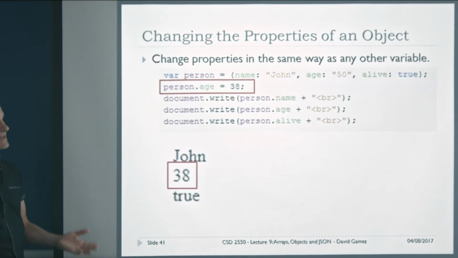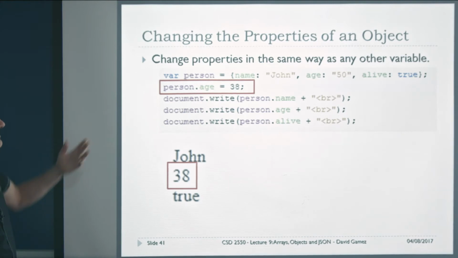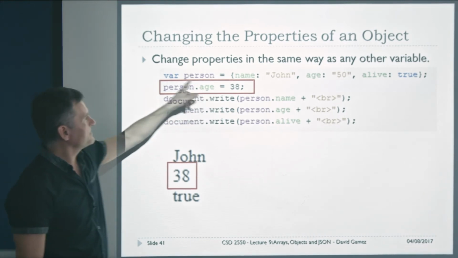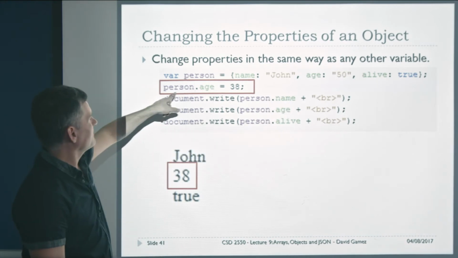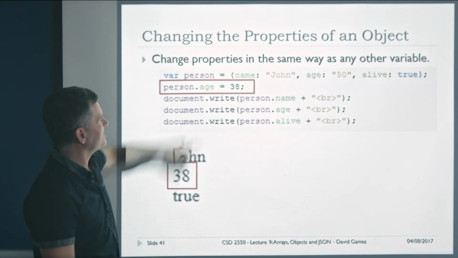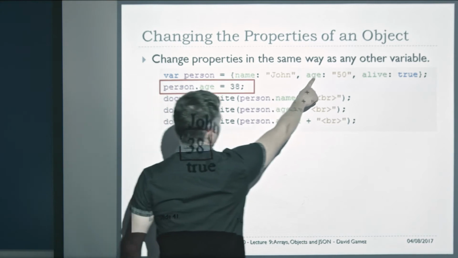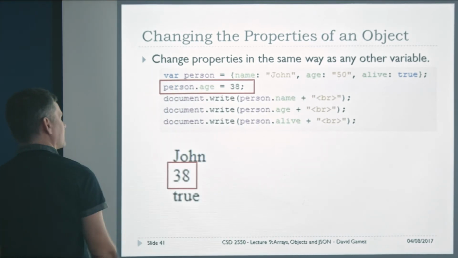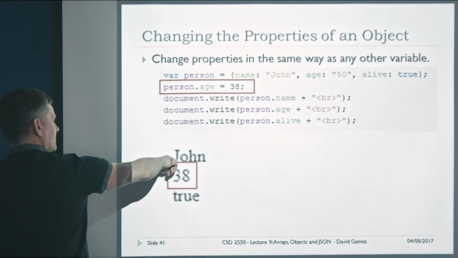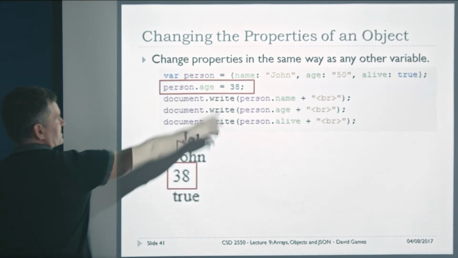We can change properties in the same way as any other variable. All we do is simply access them. So here we've got a person whose name is John, whose age is 50, who's alive. And we can change the age here by accessing the property. So here we're accessing person.age and setting it to 38 instead of 50. So now when we output the object, we're getting John 38 true instead of John 50 true.